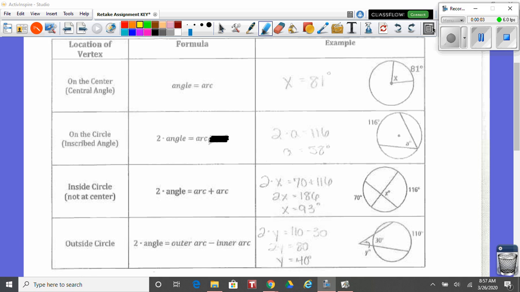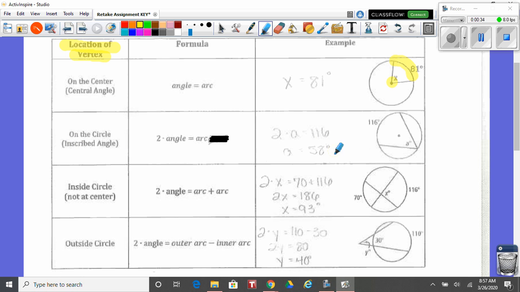Today we'll be working with our Unit 8 material on angles and arcs in circles. Our first piece that you need to know are these four formulas, and they all come from the location of the vertex. If you notice in our first one, for our central angle, that angle happens right in the middle. So whatever that angle is, that equals its arc.